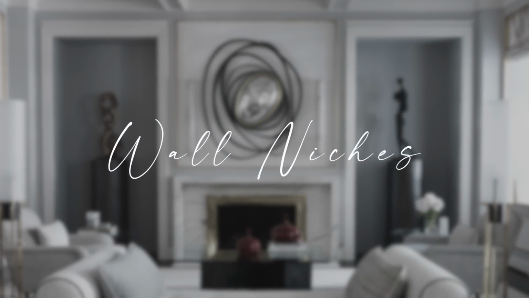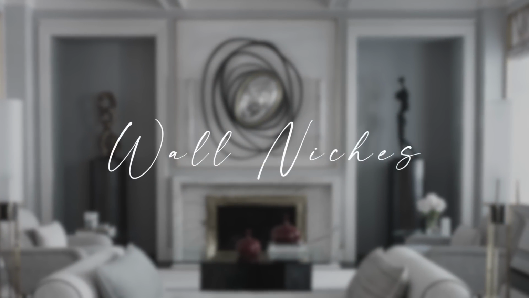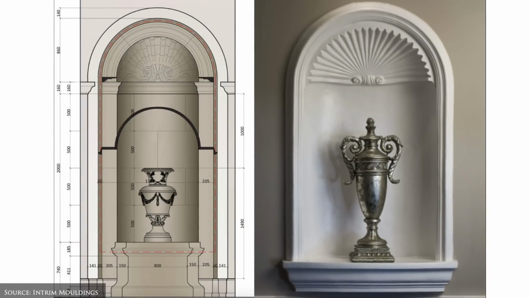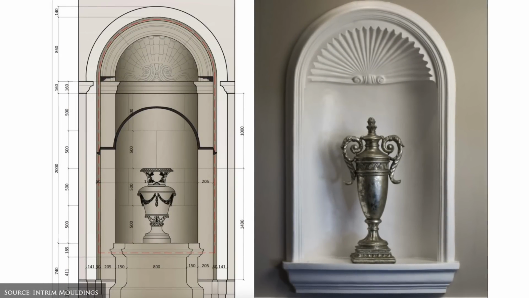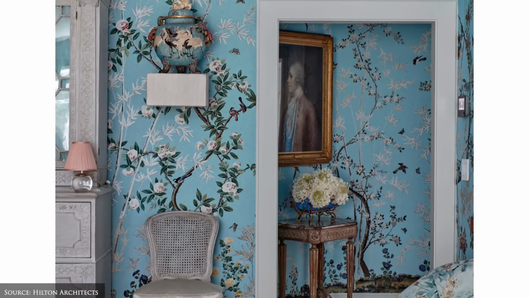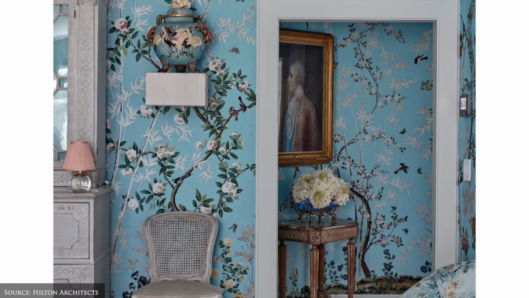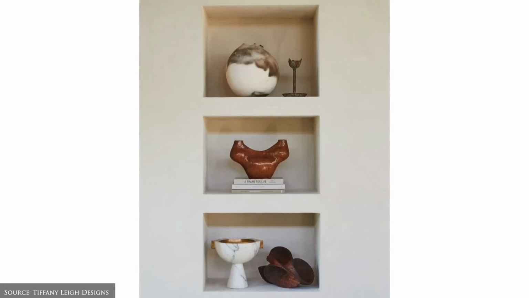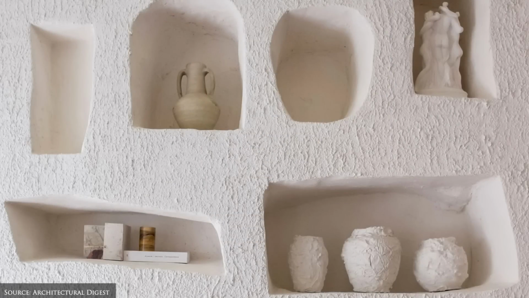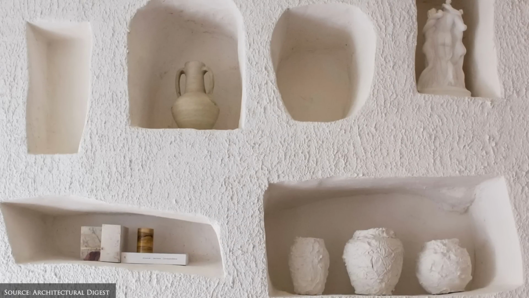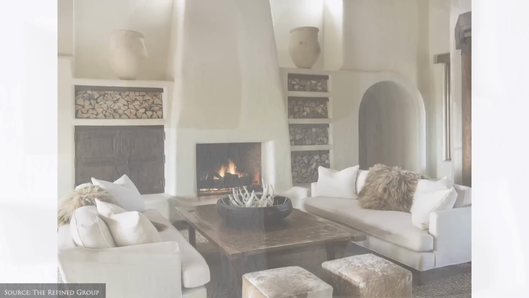Wall niches. In classical architecture, a niche is a decorative addition to a wall for the purpose of displaying a statue, vase, or other decorative element. Wall niches were a common feature in the stucco and adobe walled homes of the Mission and Spanish colonial styles, among others.